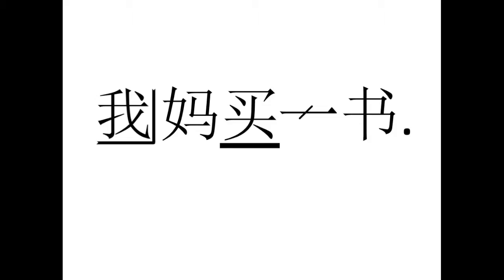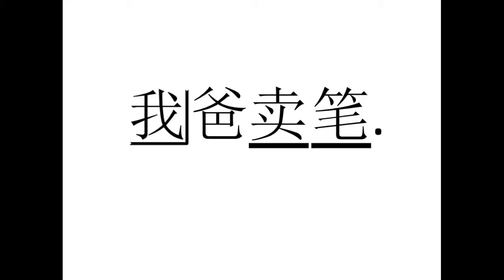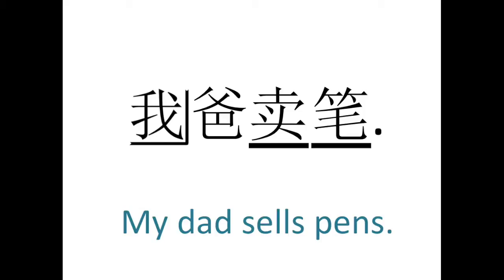So very good. Here's our first sentence. Can you read it? It says, my mom buys a book. My mom buys a book. Very good. Here's the next sentence. My dad sells pens. My dad sells pens.